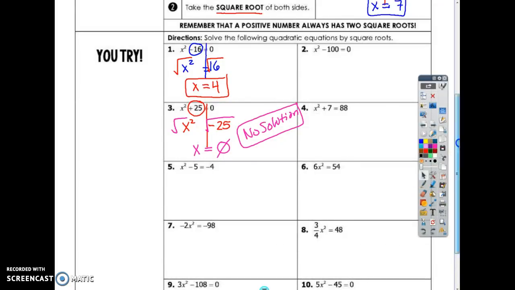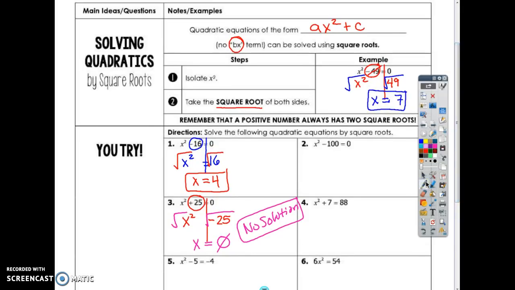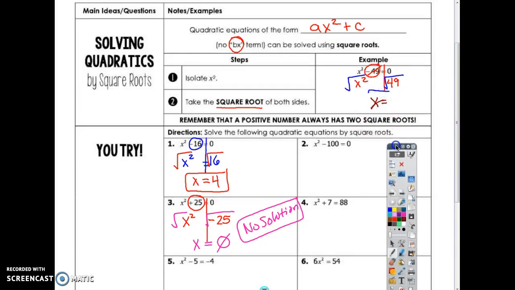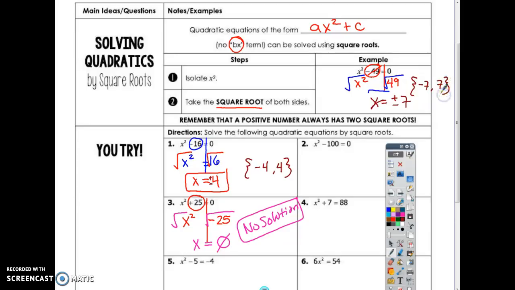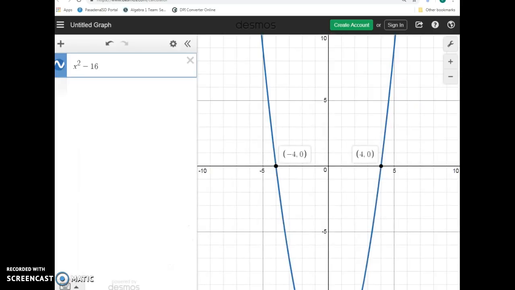When you take the square root, you're going to get 2 answers. A positive 7, a positive and a negative 7. Right here 2, a positive and a negative 4. So my answers are negative 4, comma, positive 4. And over here my answers are negative 7, comma, positive 7. Son dos respuestas. Why? Because right here it's going through a negative 4 and a positive 4.